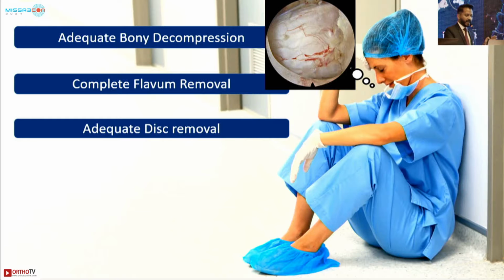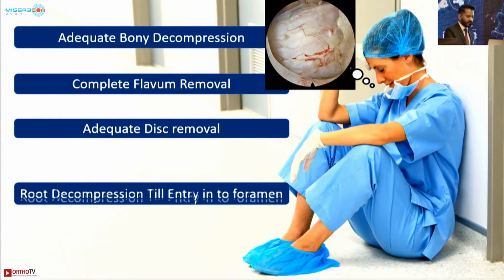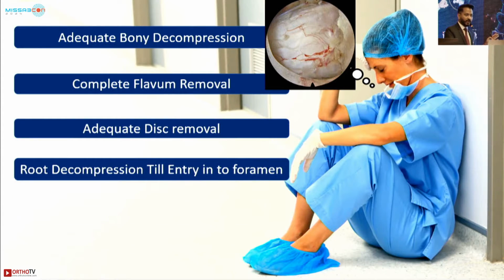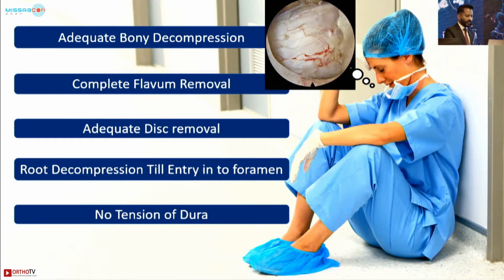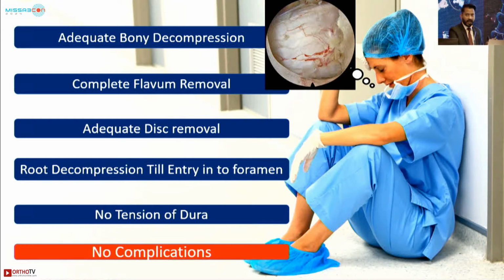There should be adequate disc removal, which I already showed in the last slide. There should be a root decompression till the entry into the foramen. There should not be any tension. In cases where there is a huge central disc prolapse, kindly look for tension on the dura, or there might be a hard annular hump below the dura. So do not leave any dura under tension. And last but not the least, your surgery should not have any complications. So try not to have any complication at all.